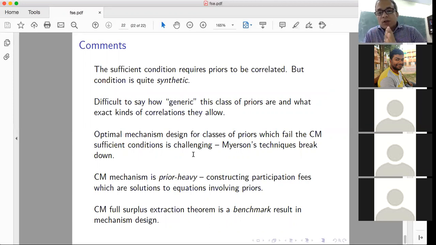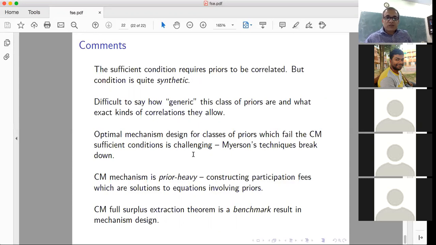So this is not saying that we should not investigate some other interesting priors which may fail those conditions. The problem is that Myerson's technique totally breaks down with correlation. Notice that we didn't use any of those characterizations and Myerson technique in proving any of the results. The proof was quite mechanical in this case. So Myerson's technique breaks down.